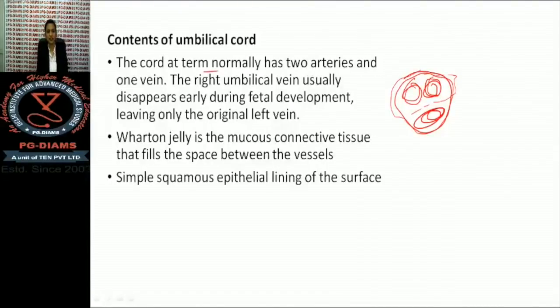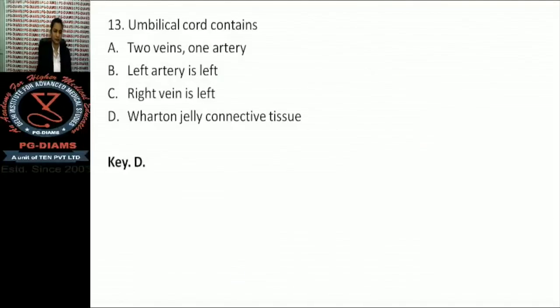So the cord at term normally has two arteries, one vein, and another important thing to remember is there's just one vein. This one vein is the left vein. Left vein is left. This is the mnemonic we used to remember which vein is left. Wharton's jelly is the mucous connective tissue or mucoid connective tissue which is present, and then there is a simple squamous epithelial lining. So your options say umbilical cord contains two veins, it contains two arteries.